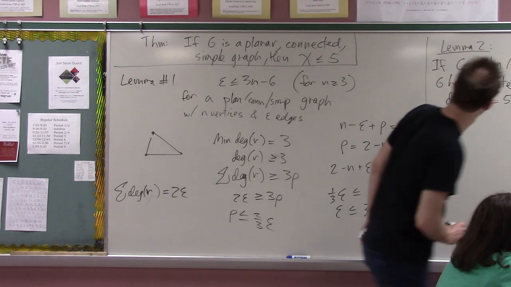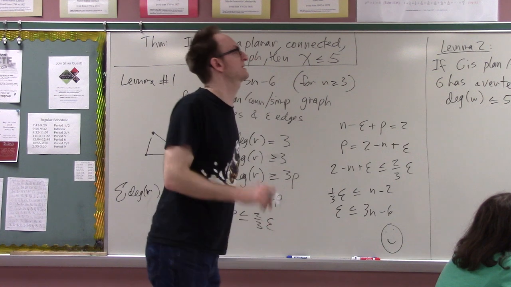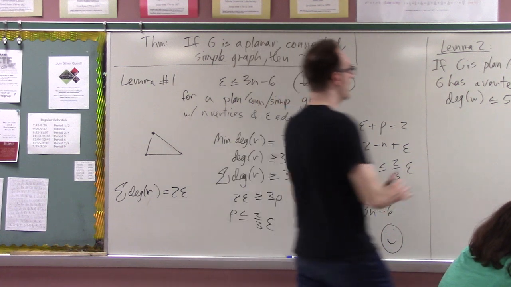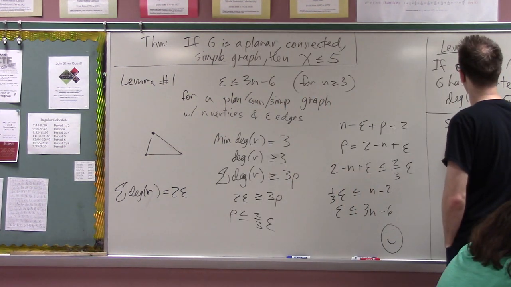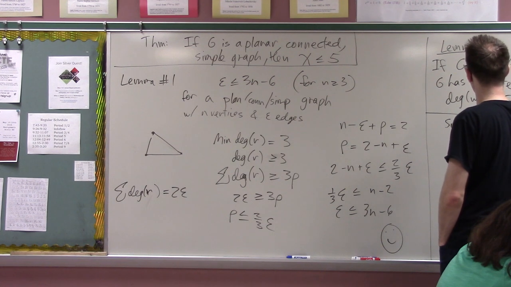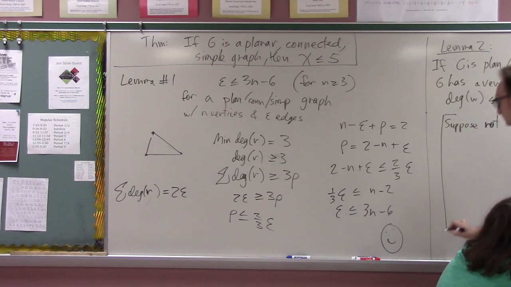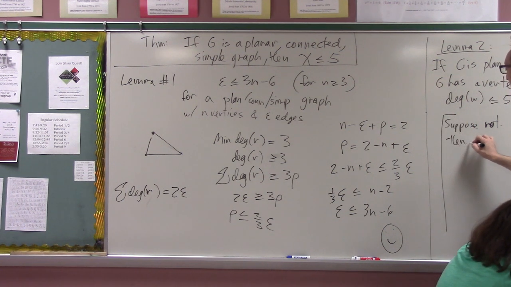So if G is a planar simple connected graph, then G must have a vertex with small degree, and small is less than or equal to 5. All right. Well, suppose not. If it's not true that there is a vertex with a degree less than or equal to 5, then what? Then every vertex has a degree greater than or equal to 6.